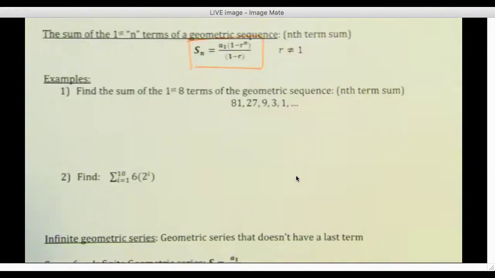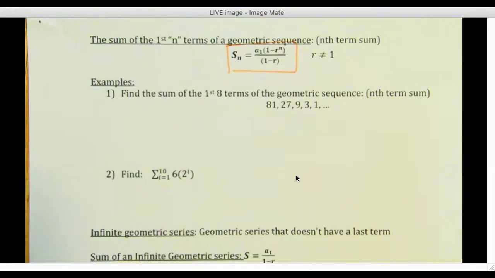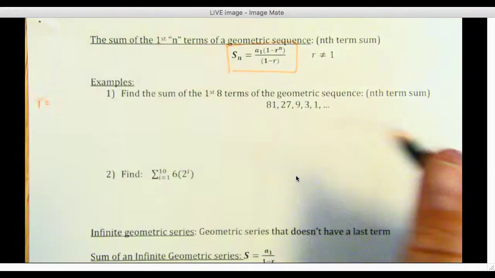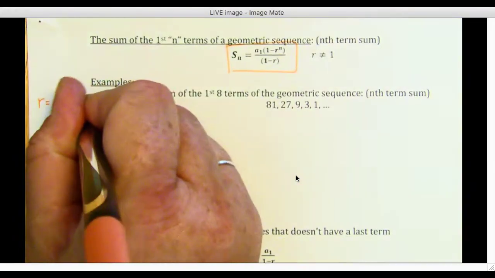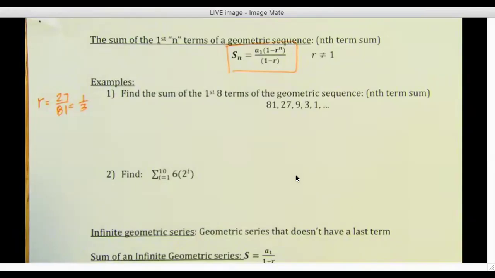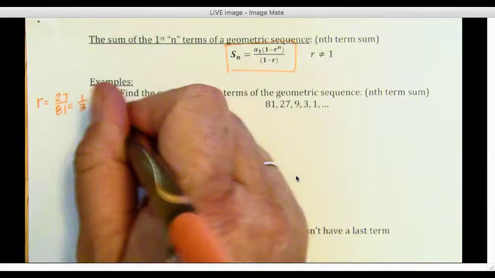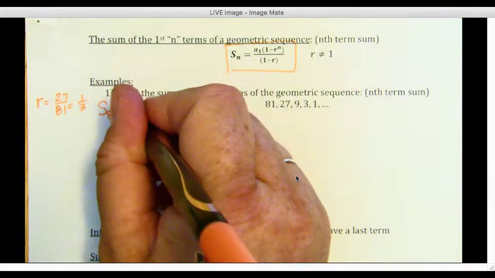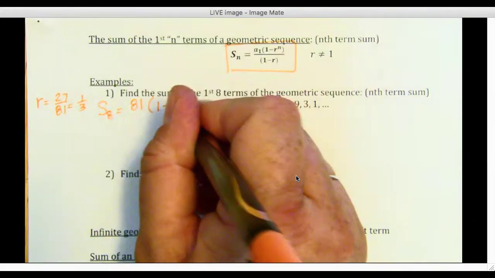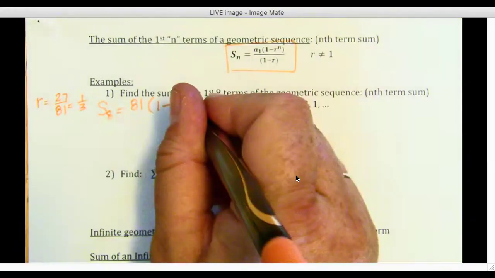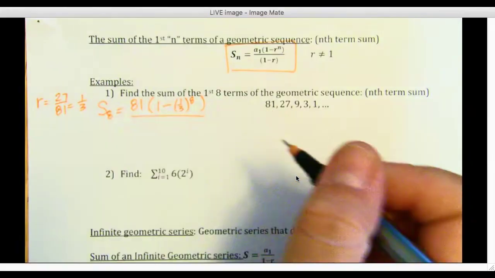So the first thing that I need to find is my R value. And if you recall from section 3, R is the second term over the first term. So 27 over 81, which reduces to 1/3. So that's my R value. Now I need to find the sum of the first 8 terms. And so my A1 is 81 times 1 minus my common ratio 1/3 to the nth power, which is 8, over, and then we have 1 minus R.